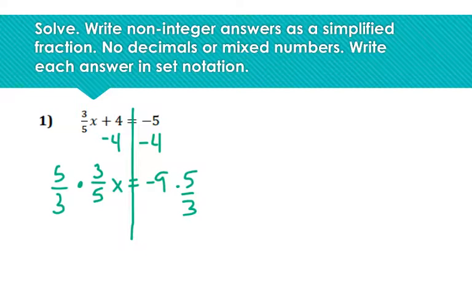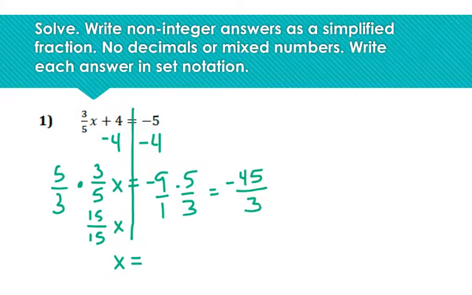Now what this does is this gives us 5 times 3, which is 15, over 3 times 5, which is 15. So we have 15 divided by 15 times x, or 1 times x, which is just x. On the right, we can think of this as -9 over 1 times 5 over 3, which is -45 over 3. Well, that might not be the easiest thing to do.